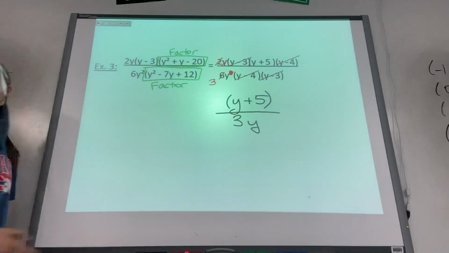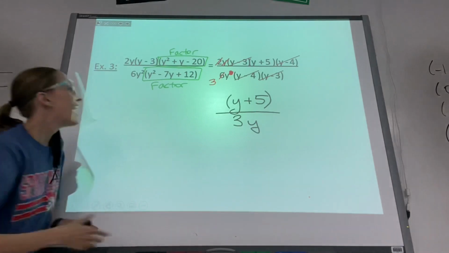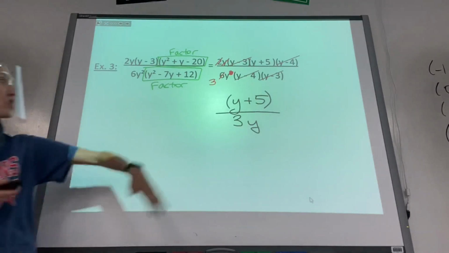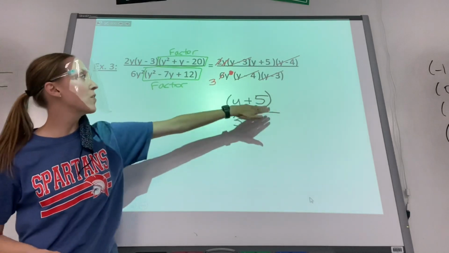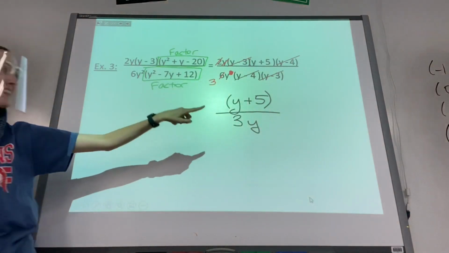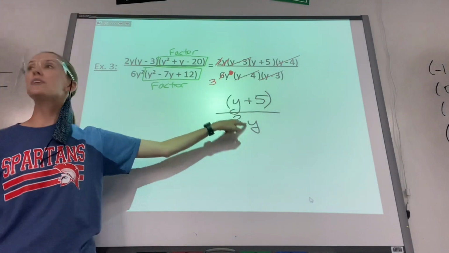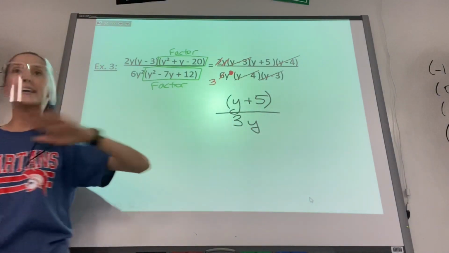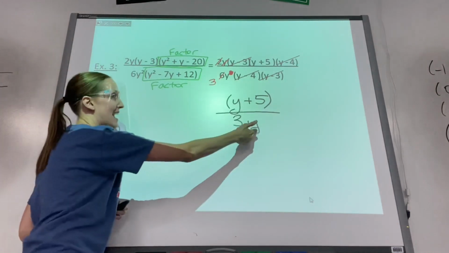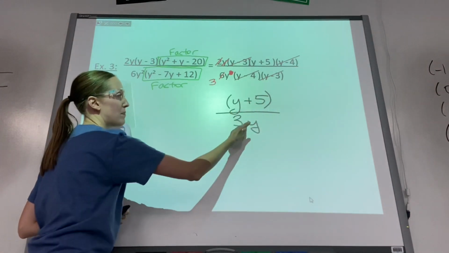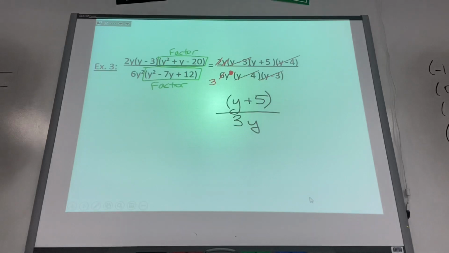Now again, don't get cross out happy and start crossing out things you shouldn't cross out. For example, if you don't put the parentheses around the y plus 5, you might be tempted to cross out the y's, but you would not be able to do that. If you did that, you'd have to do something back here with the 5 also. So that's how we would leave it then for number 3.